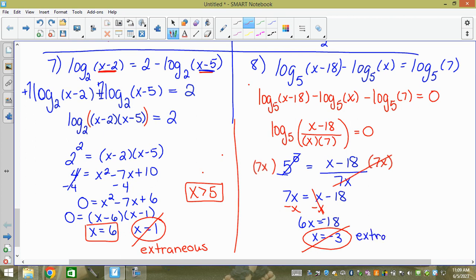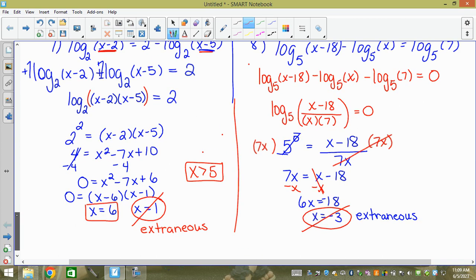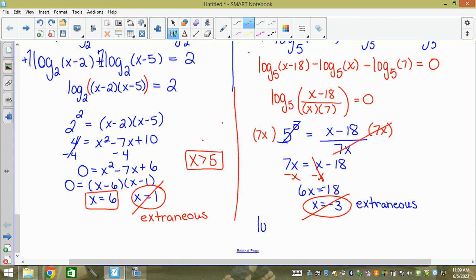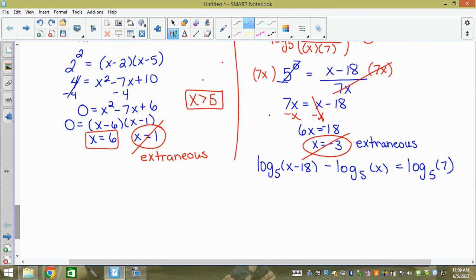So when I actually type in y1, y2, are these graphs ever crossing? No. Now what was the other way I could have done it, because they're all logs? I could go log base 5 of x minus 18 minus log base 5 of x equals log base 5 of 7. Because there's no numbers here, they're all log base 5s, I can combine the log base 5s on one side. So I get log base 5 of x minus 18 over x equals log base 5 of 7.